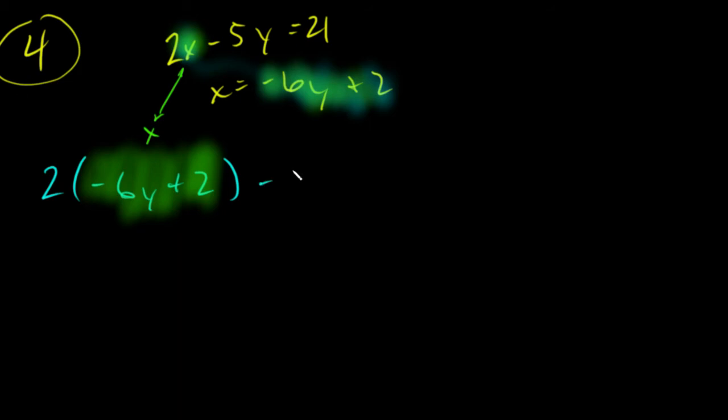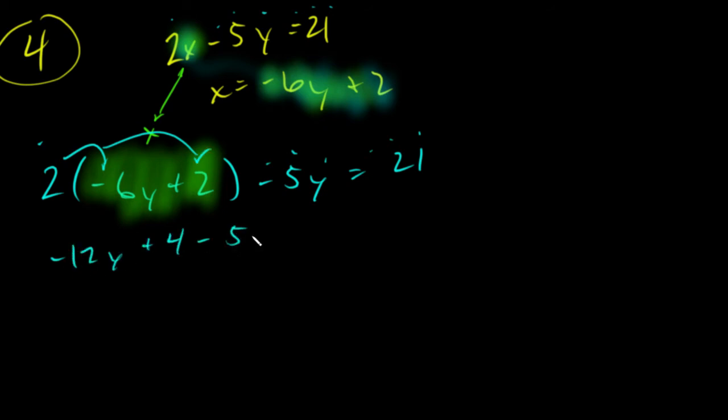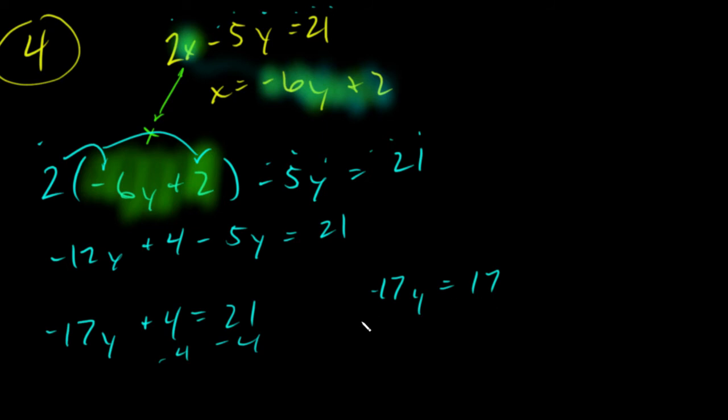And so then you get minus 5y equals 21. That's where the rest of this came from. 2 minus 5y equals 21. Now distribute. Combine like terms. The negative 12 and the negative 5 make negative 17. Subtract 4, conveniently. You get negative 17y equals 17. Divide by negative 17. You get y equals negative 1.